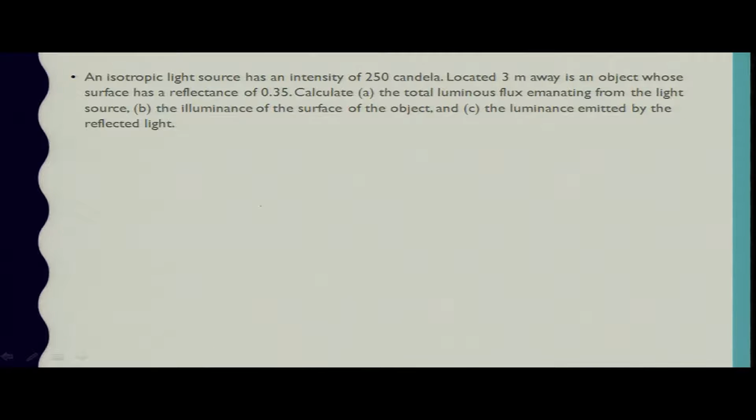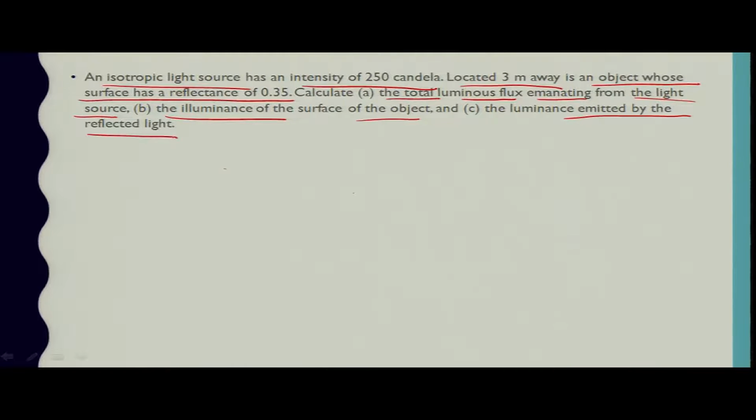and that is: an isotropic light source has an intensity of 250 candela, located 3 meters away is an object whose surface has a reflectance of 0.35. Now you have to calculate A, the total luminous flux emanating from the light source, B, the illuminance of the surface of the object, and C, the luminance emitted by the reflected light.